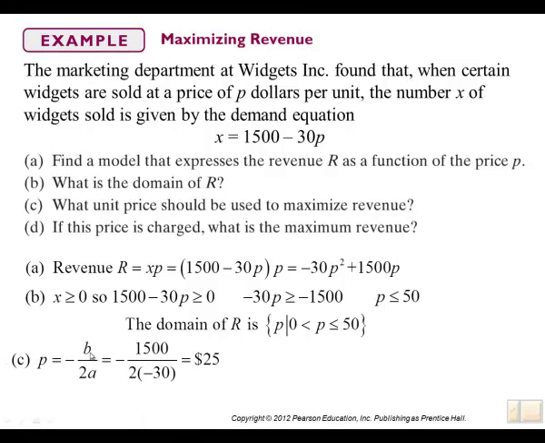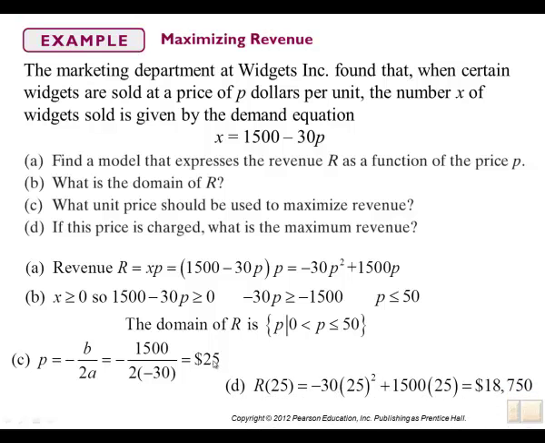Anytime we want to find the maximum point, we use this negative b over 2a. So in this case, B is 1500 and A is negative 30. B is the coefficient of P, 1500. There is no C here. C is 0. So here's our A for the P squared, here's our B for P, and there is no C. So we put in 1500 for B. Here's our negative, and then 2 times negative 30, which is our A. Simplify that, we get $25.